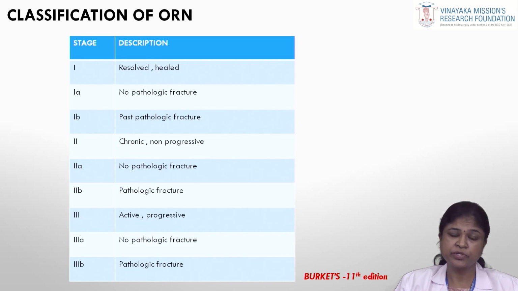According to Burkitt's 11th edition, osteoradionecrosis is classified into 3 stages. Stage 1, which is categorized as resolved and healed, with 1A with no pathological fracture, 1B with past pathological fracture. Stage 2, chronic and non-progressive, with 2A with no pathological fracture and 2B with pathological fracture. Stage 3, which is active and progressive, with 3A with no pathological fracture and 3B with pathological fracture.